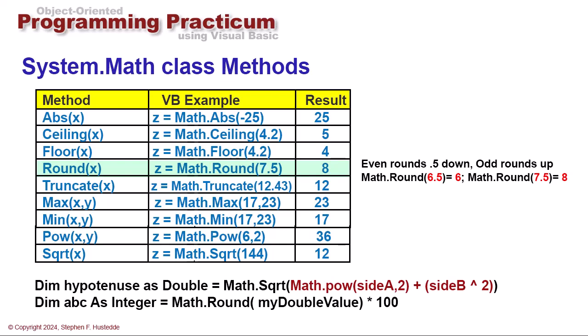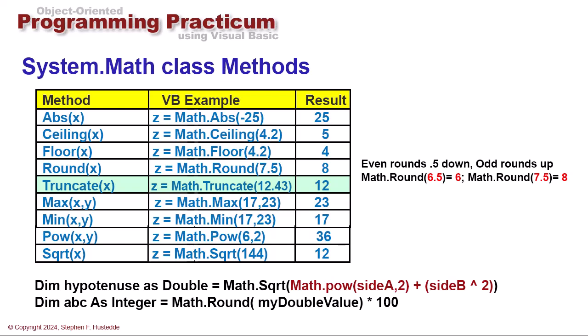The Round method rounds the double value down or up to the nearest integer. It'll round down if it's below 0.5, up if the decimal is above 0.5. But a little gotcha here, and that is if it is exactly 0.5 and the whole number in front of the decimal point is even, it'll round it down. And if it's odd, it'll round it up. So Math.Round of 6.5 rounds down to 6, but Math.Round of 7.5 rounds up to 8.